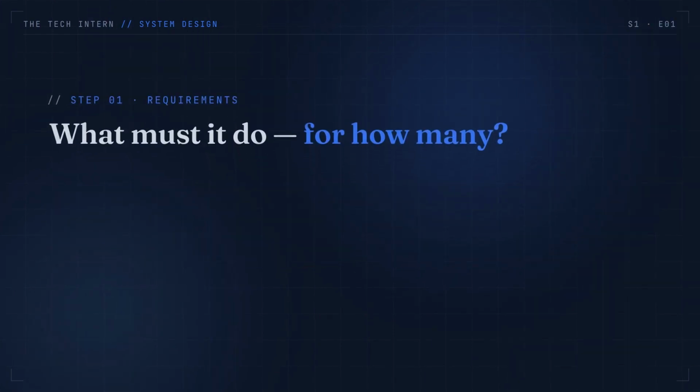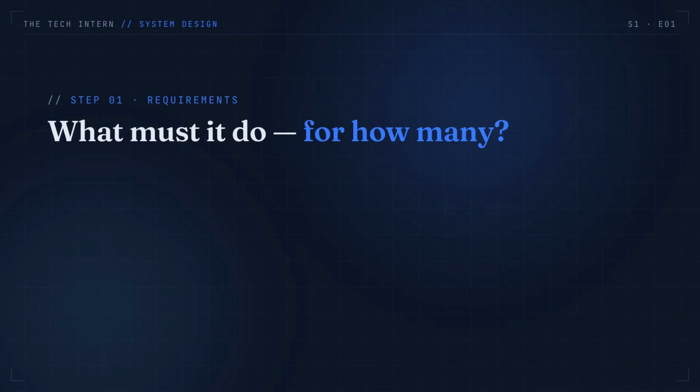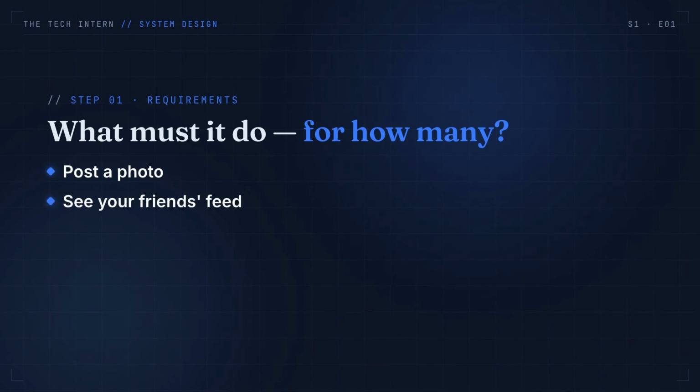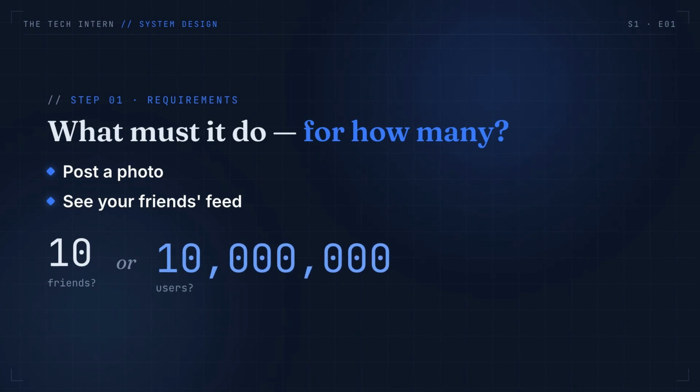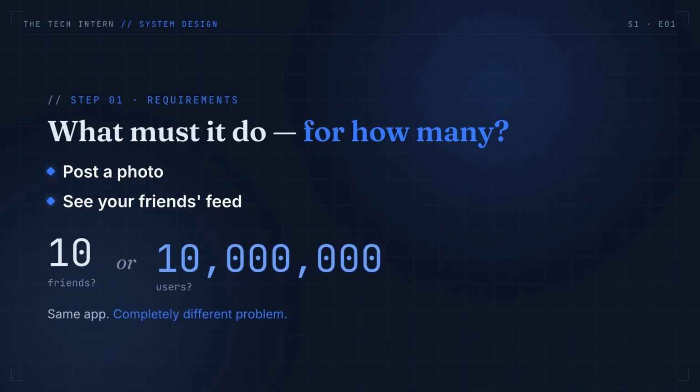Step 1, requirements. A serious sounding word for a simple question. What should the app do? It should let you post a photo and see your friend's feed. Easy so far. But here's the bit beginners rush past. For how many people? Because 10 friends and 10 million users are not the same project. Not even close. Same app on the screen. Completely different problem underneath. One's a footbridge. The other's a national highway.